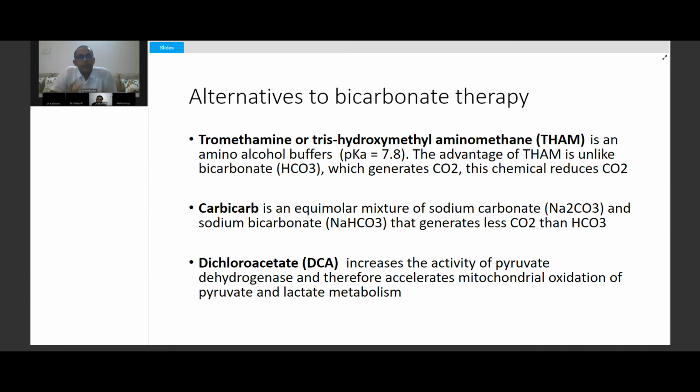Carbicarb is nothing but an equimolar concentration of sodium bicarbonate and sodium carbonate. Again, it produces less carbon dioxide, but it is not much used. Dichloroacetate has been tried in lactic acidosis, where it increases the conversion of lactic acid to pyruvate, thereby helping in reducing the acidosis and lactate.